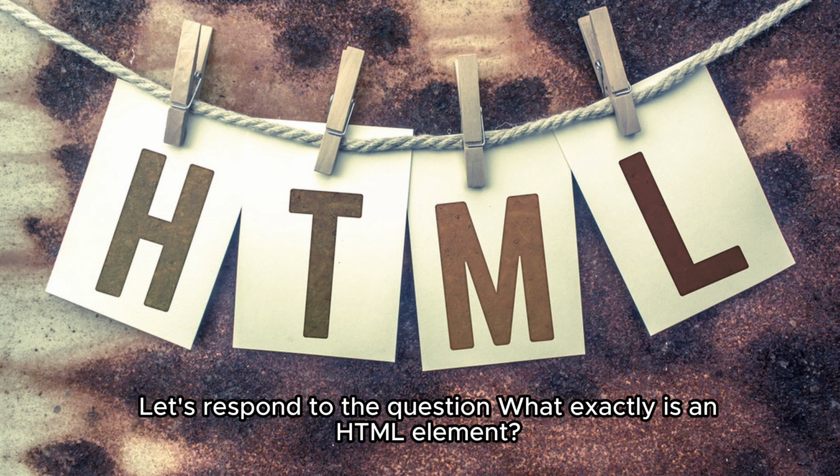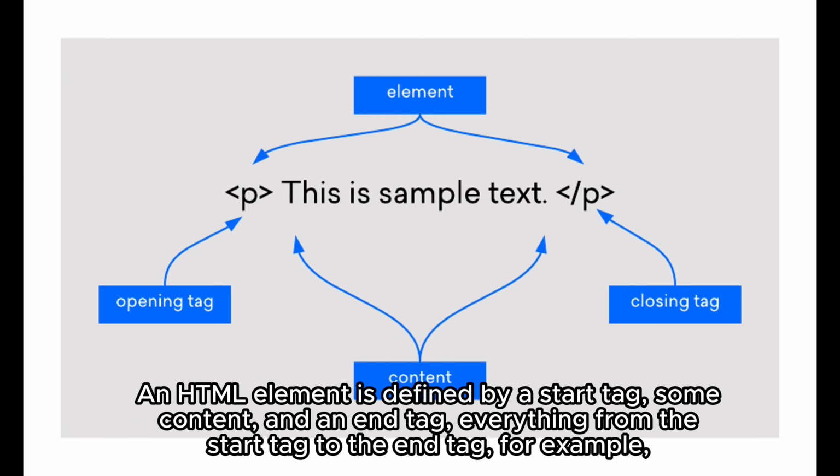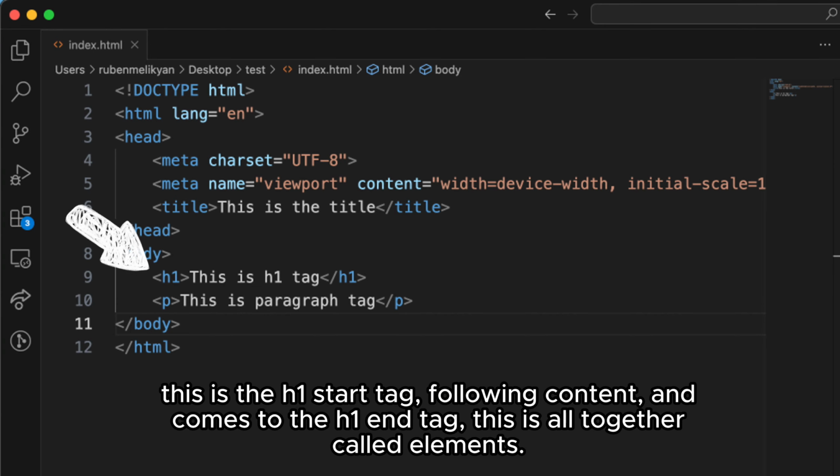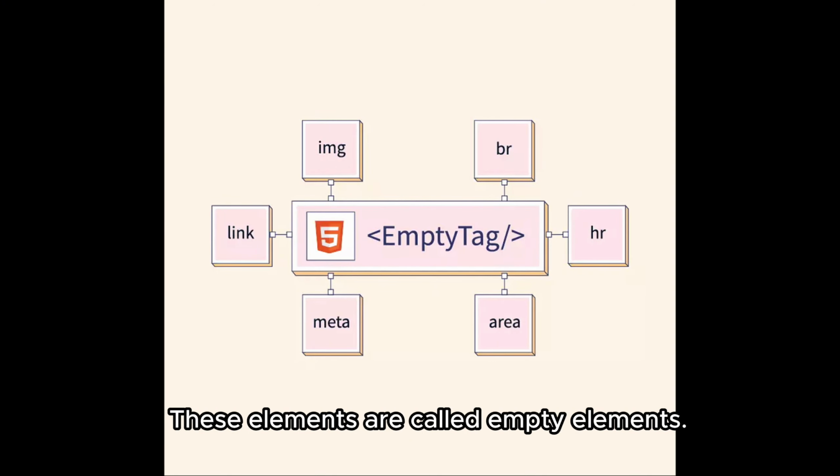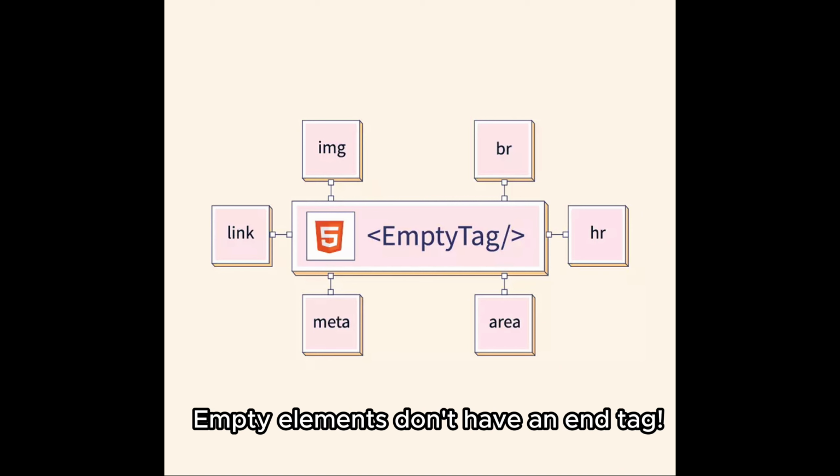Let's respond to the question, what exactly is an HTML element? An HTML element is defined by a start tag, some content, and an end tag, everything from the start tag to the end tag. For example, this is the H1 start tag, following content, and then the H1 end tag. This is altogether called an element. Some HTML elements don't have content, like the br element, which is the line break element. These elements are called empty elements. Empty elements don't have an end tag.